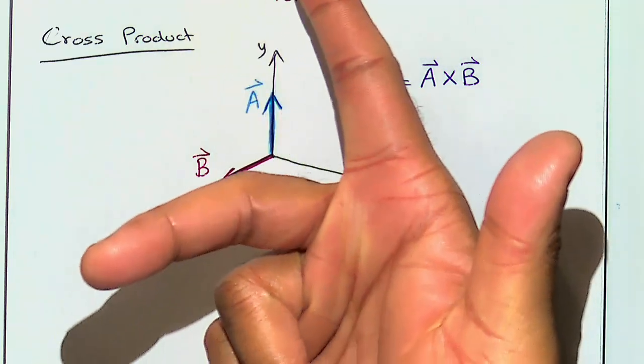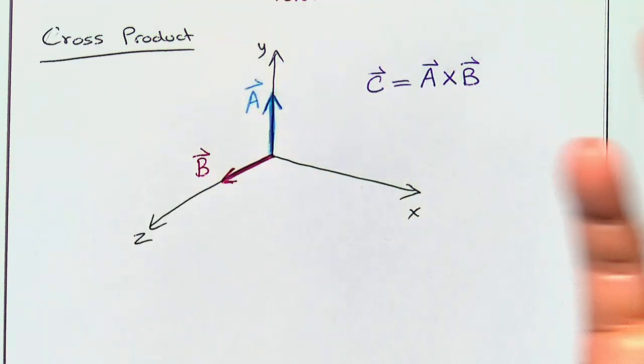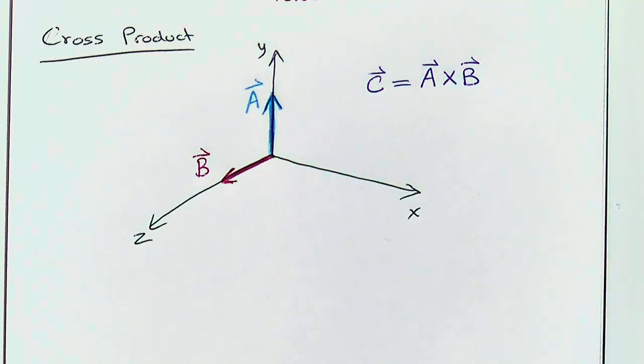Do you want to do the right hand rule this way? Good. If you want to do the right hand rule this way, good. Pick one, it doesn't really matter which one. I prefer one. Maybe I won't say which one I prefer because I don't want to sway you either way.